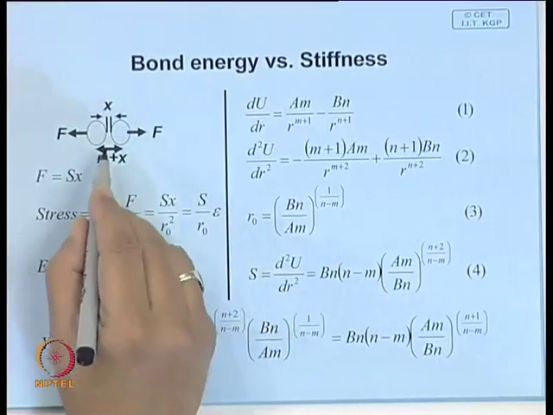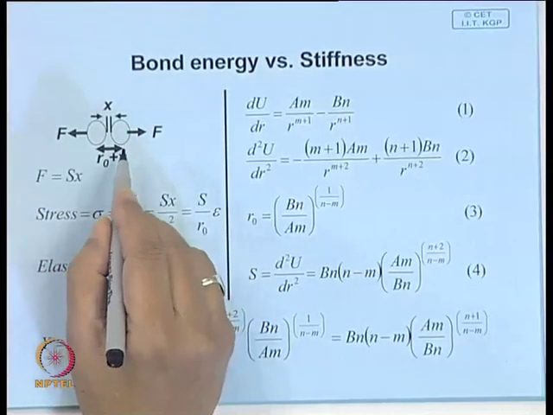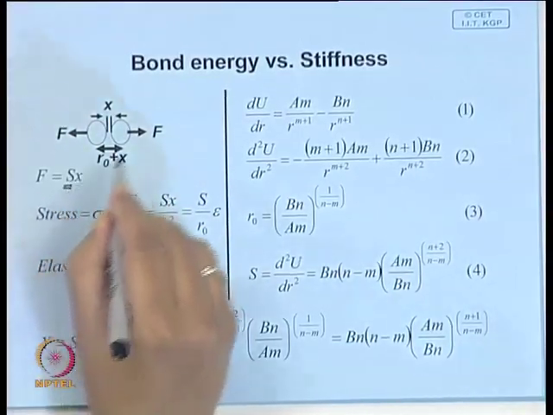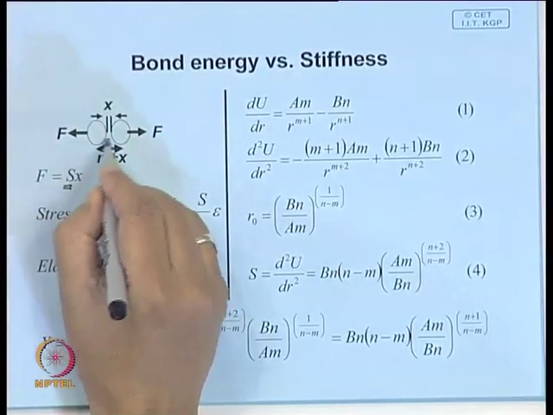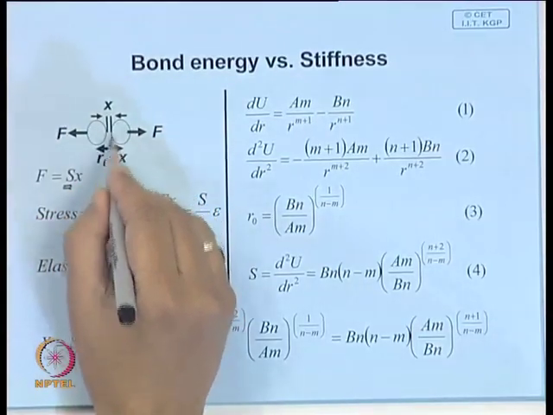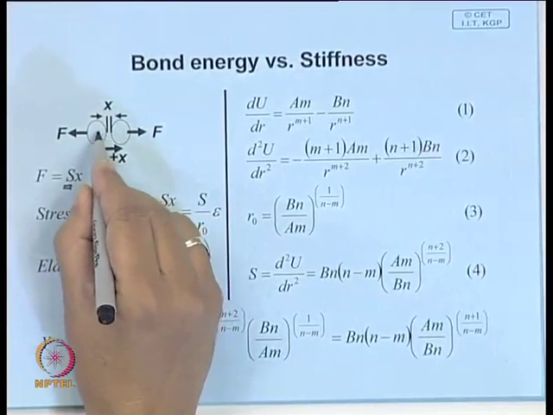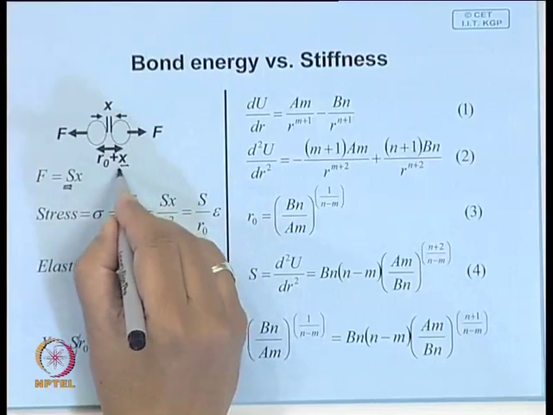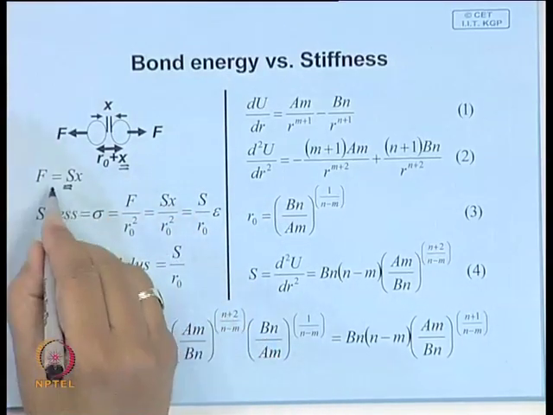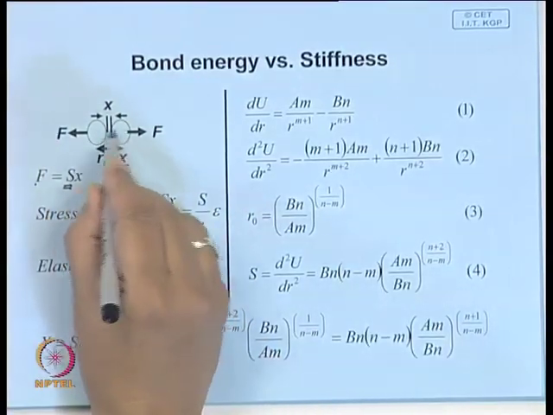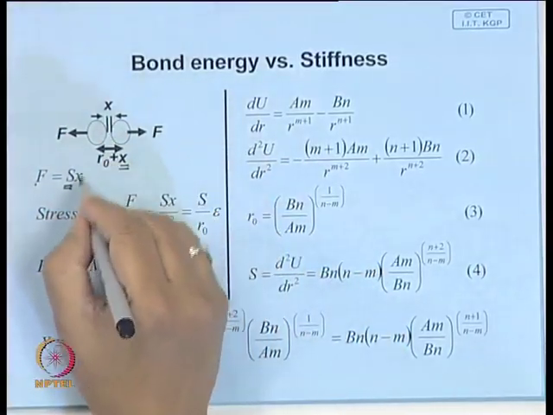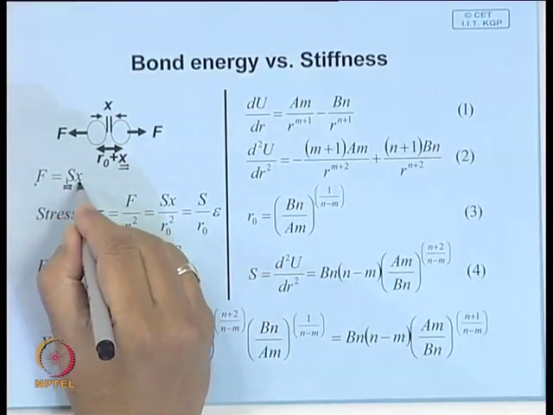Now, we are very familiar with Young's modulus. Now, is there a relationship between Young's modulus and stiffness? So, visualize two atoms in the same way, separated by a distance R naught, and you try to displace it by a small distance x. Then the force that is acting between the two, the restoring force or the pull which you are applying, is stiffness times x.